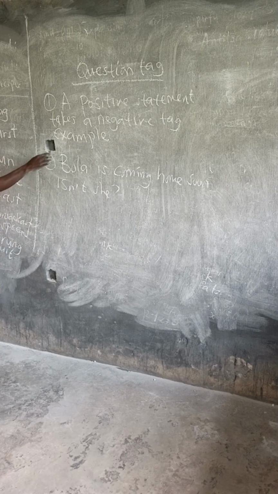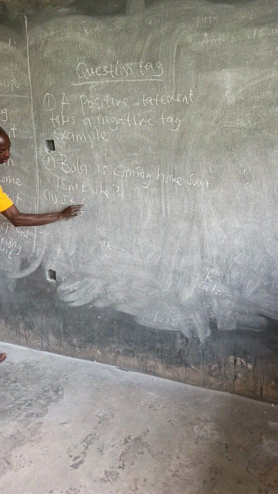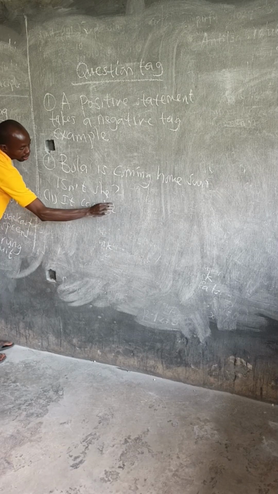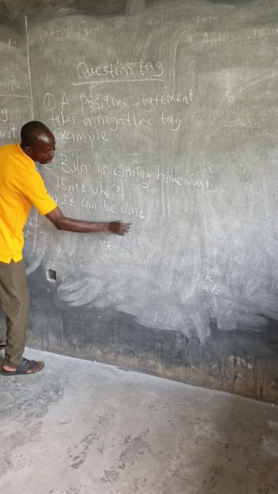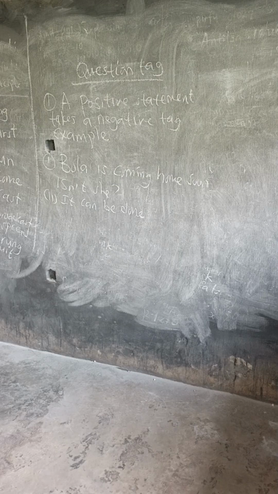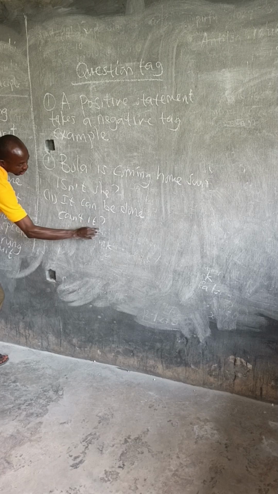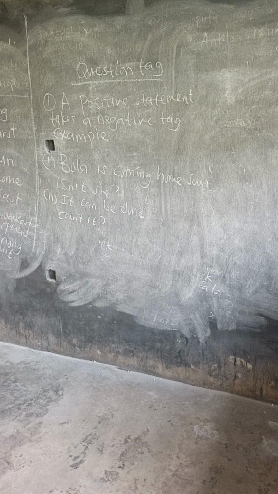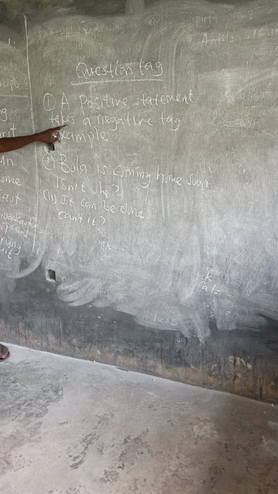The second example is "It can be done." Our auxiliary verb here is "can." And so it will be what? "Can't it." That's the tag we take. That's the first principle: a positive statement takes a negative tag.